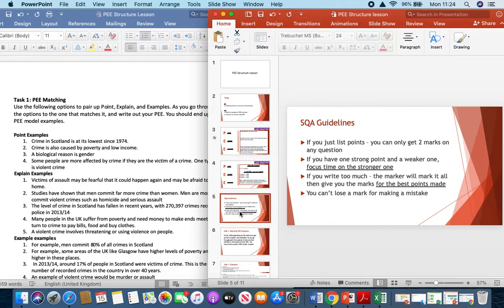Whenever you get an exam, 1 mark goes quite a long way, and if you can get one just by changing the structure of your answer, it's completely worth it to do it. And that's what we're doing today. If you have a strong point or a weaker one, focus time on the stronger one.